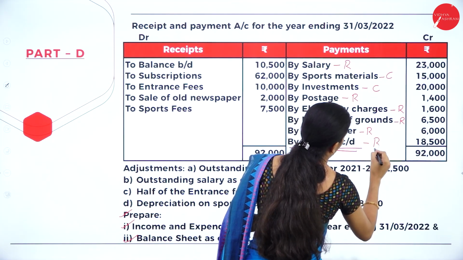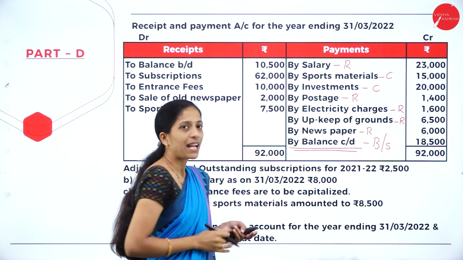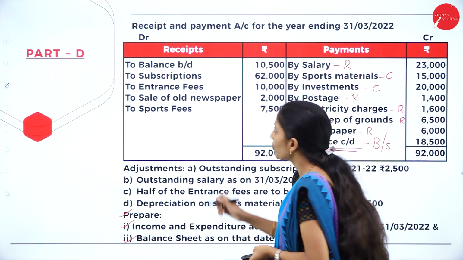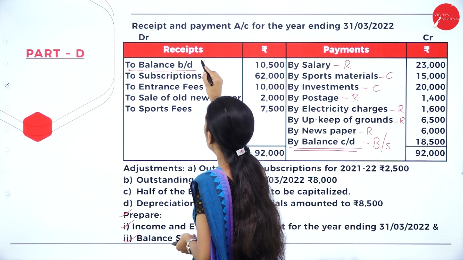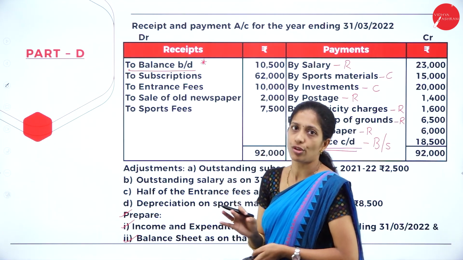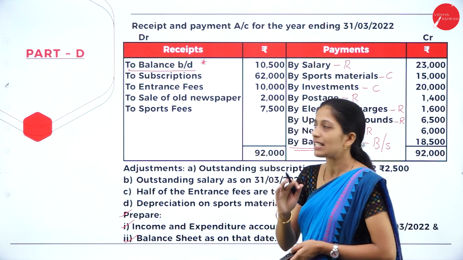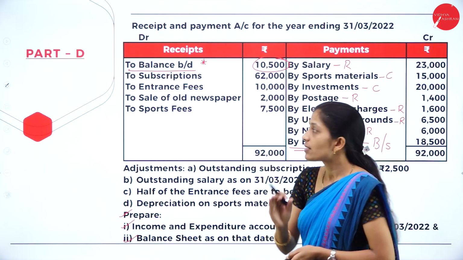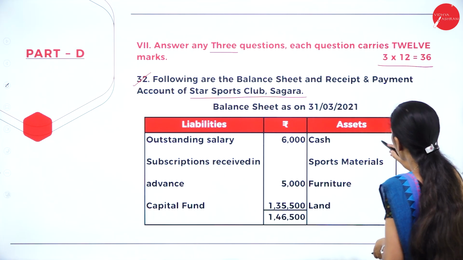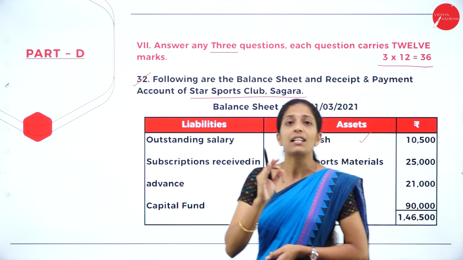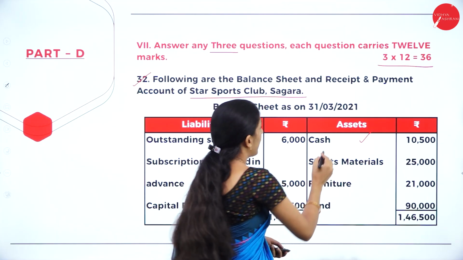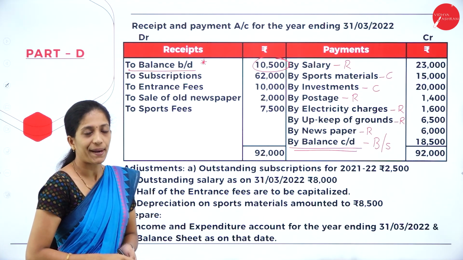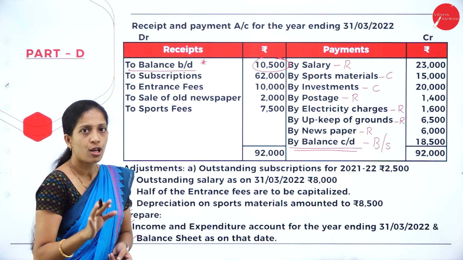I'll tell you how we have to record in the balance sheet. We have segregated all the items on the credit side. In the same way, we shall see the debit side. To balance brought down, remember, this will not come anywhere in your solution. They have given 10,500. If you see the opening balance sheet, that is cash. Cash they have given 10,500. The same cash itself, they have recorded as to balance brought down in your receipt and payment account. So this will not come anywhere in your solution.